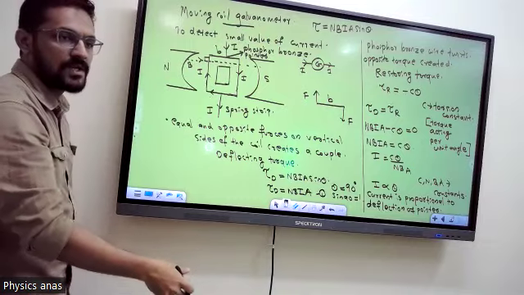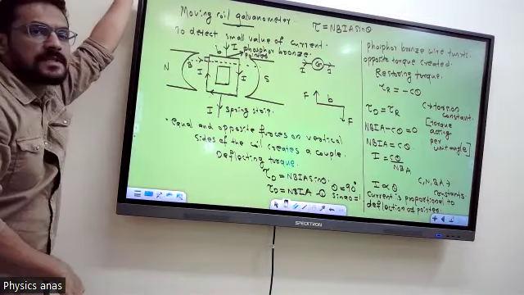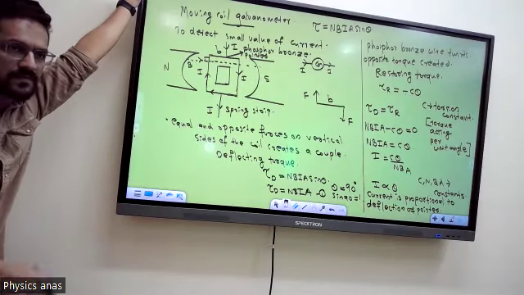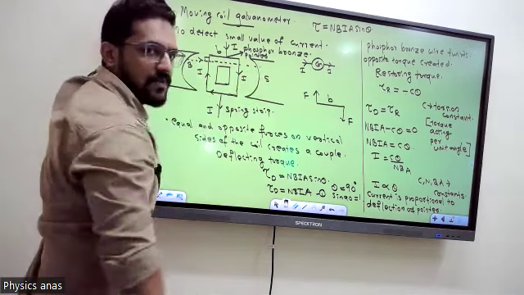Moving coil galvanometer. Okay, this is an important topic. This is used to detect a small value of current, or you can measure the small value of current also. And this is what? This is N and S. What is N and S?